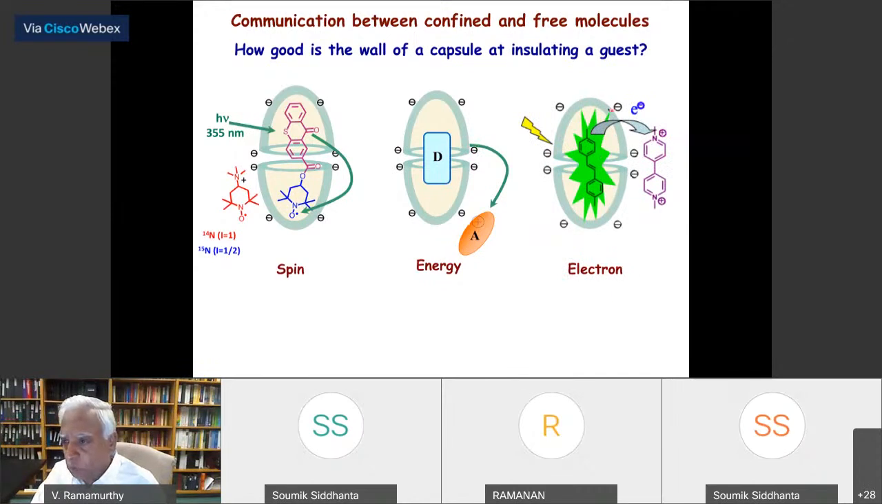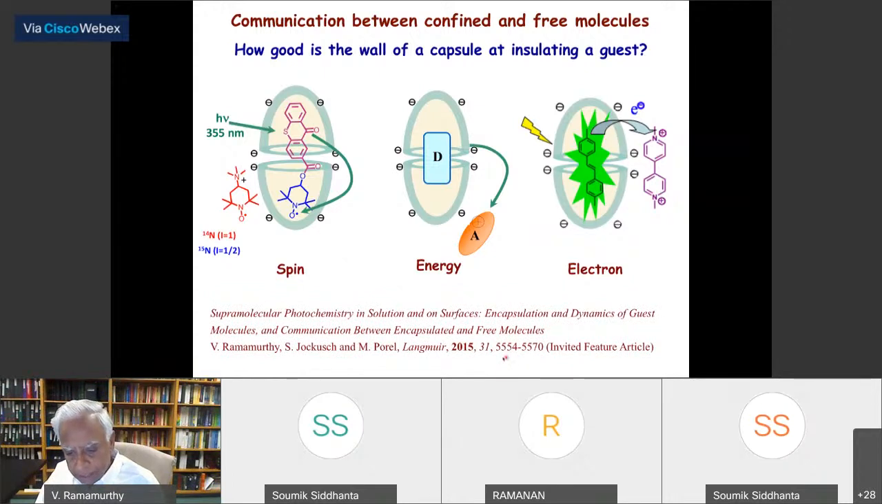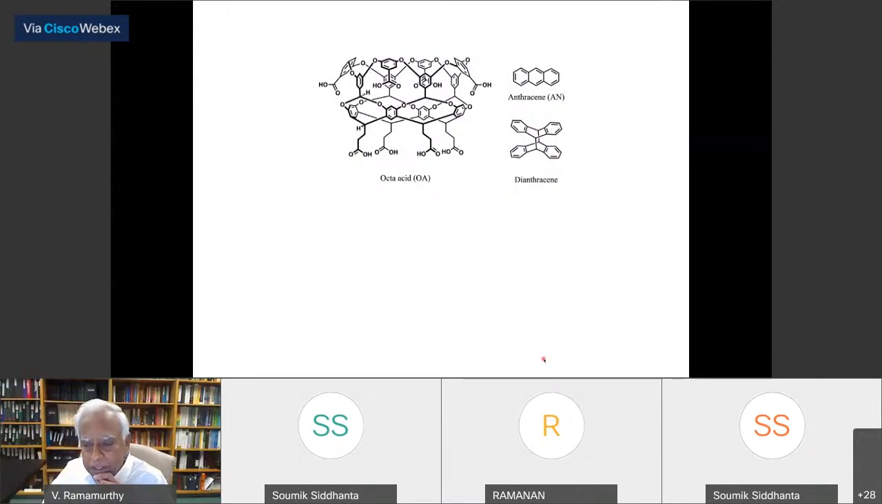So this wall that covers this molecule does not completely mean this molecule is isolated. This molecule still has life. It still talks to the other molecules outside. It can talk in terms of electron transfer, energy transfer, or spin transfer. And this part of the studies have been summarized in a Langmuir feature article some time ago. Okay. So I'm not going to talk about any of these things, whatever has been already published. So I will talk only about the anthracene story.